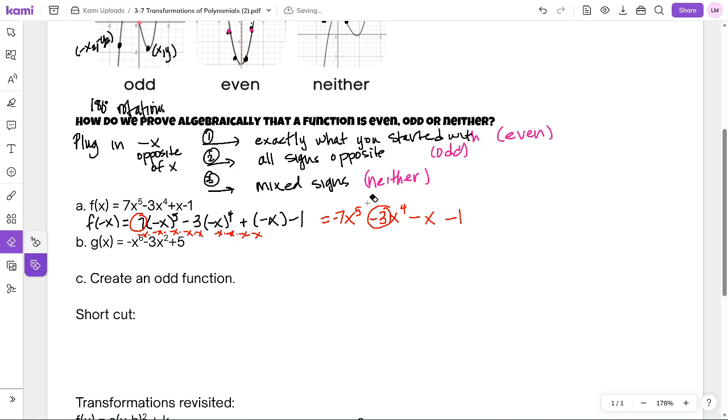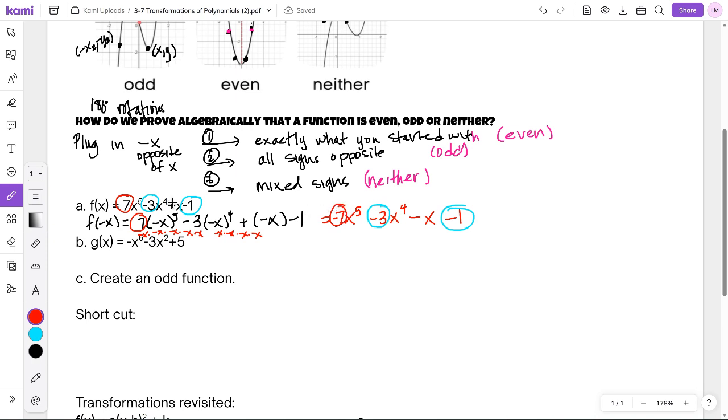So I'm going to circle the ones that are the same in blue and the ones that are opposite in red. All right, so negative 3, negative 3, positive x, negative 1, negative 1, 7, negative 7, positive x, negative x. All right, so that would be mixed sign, so that one is neither even nor odd. Okay, let's check out the next one.